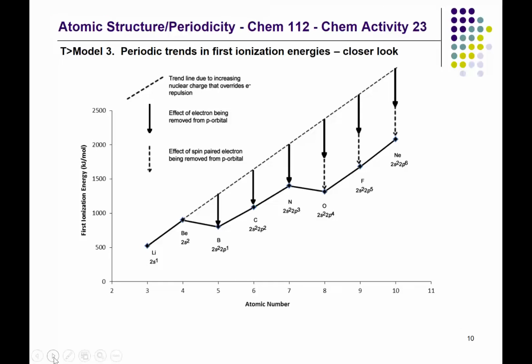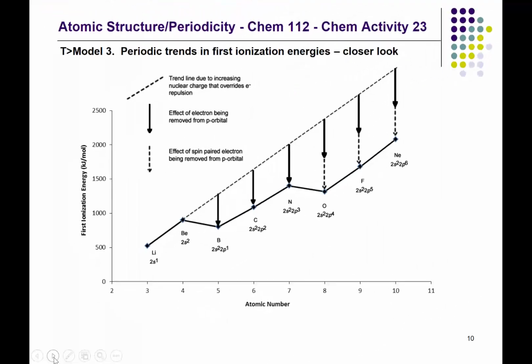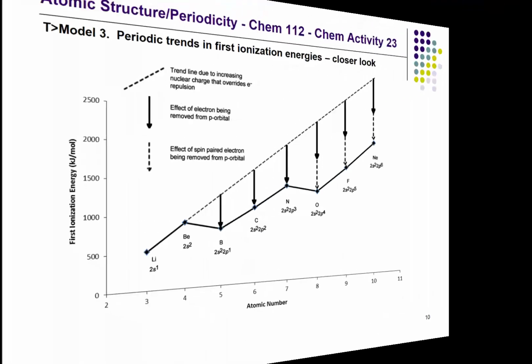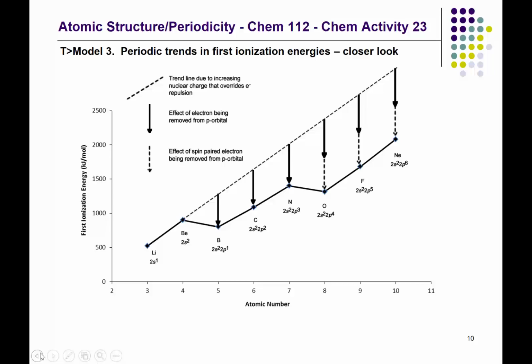So in teaching model number 3, we see the ionization energies for the second period going from lithium to neon. In going from lithium to beryllium, we see that there is a general increase in ionization energy, as you would expect if the nuclear charge is increasing. And of course, that's overriding the electronic repulsion. I then have a dashed line, which in a sense shows how the ionization energy would increase if all that was happening was that the nuclear charge kept on increasing and overriding the electronic repulsion.